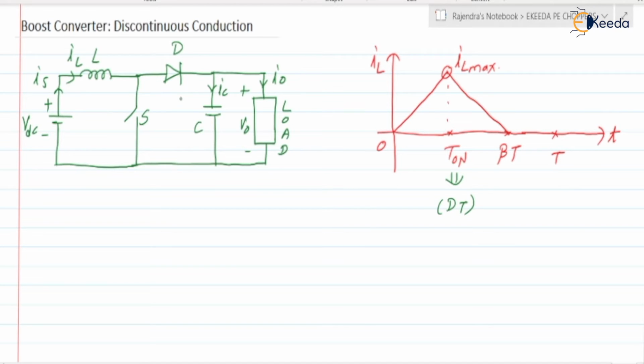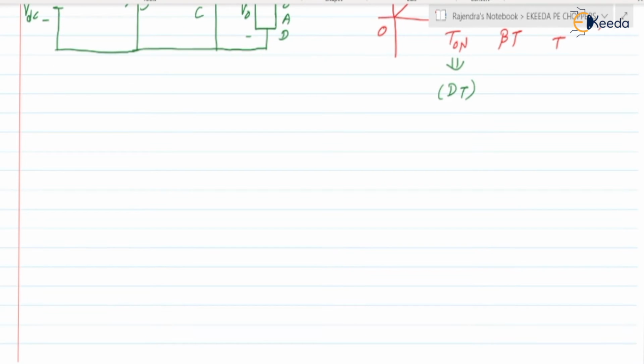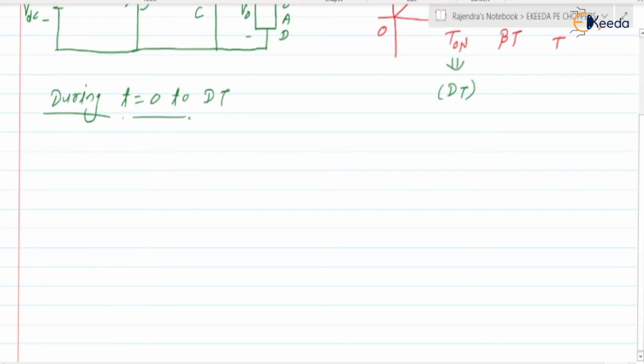Now for this circuit we are going to derive the expression for the average output voltage, as well as discuss the inductor current, or the supply current. So let us first write during T on, during t is equal to 0 to T on. T on is nothing but dT. During t is equal to 0 to T on, the switch is in the on state.